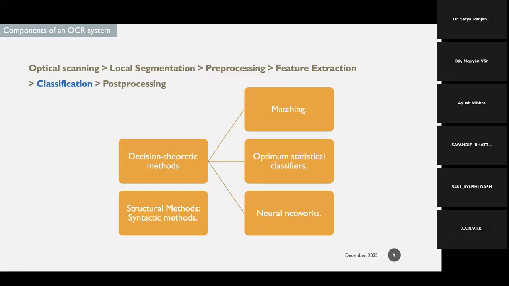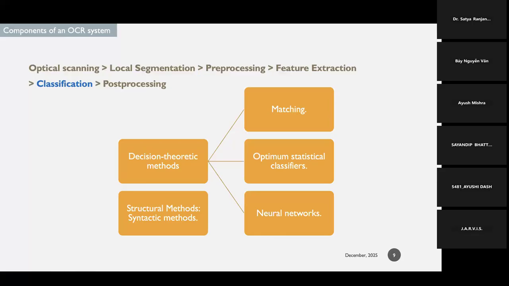So first is about matching. Matching covers a group of techniques based on similarity measure, where the distance between the feature vector describing the extracted character and the description of each class is calculated. Different measures may be used, but the most common is the Euclidean distance. This minimum distance classifier works well when the classes are well separated, that is, when the distance between the means is large compared to the spread of each class.